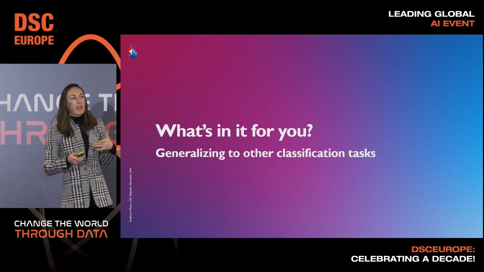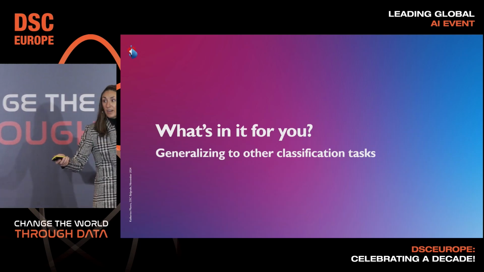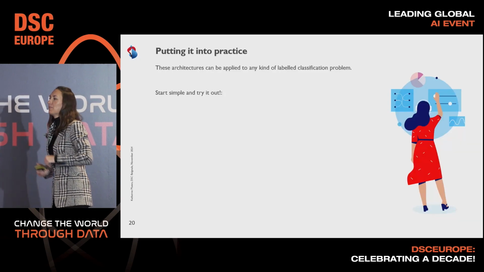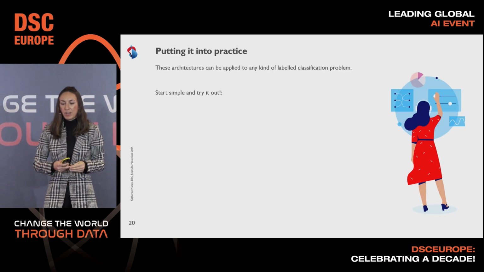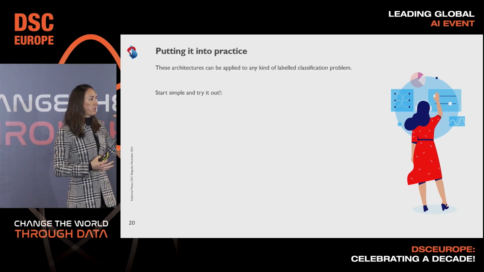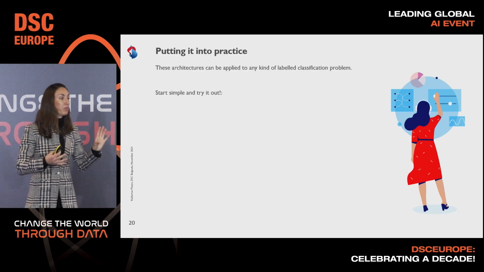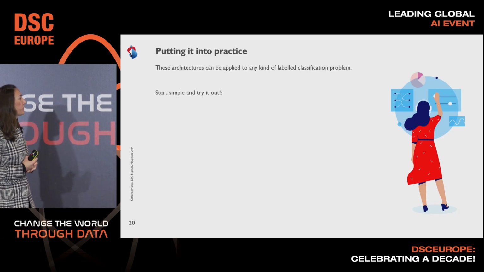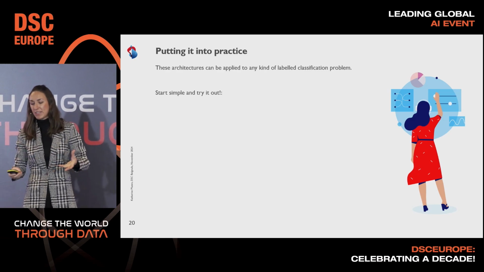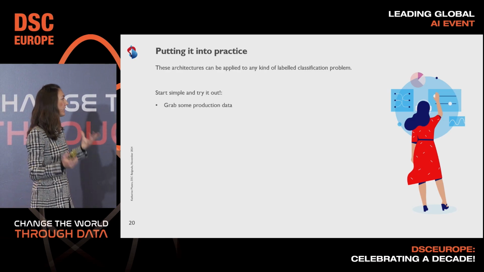But now, how can we generalize this to you guys? Because I assume that you're maybe facing similar problems as well. So the thing is that I talked about intent detection, but these architectures can also obviously be applied to any kind of label classification problem. So my recommendation is to start simple and try it.